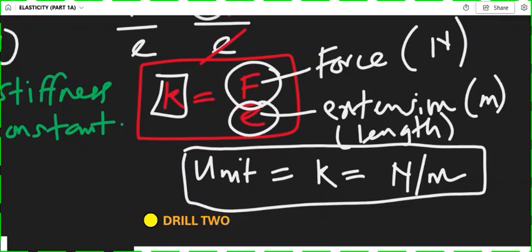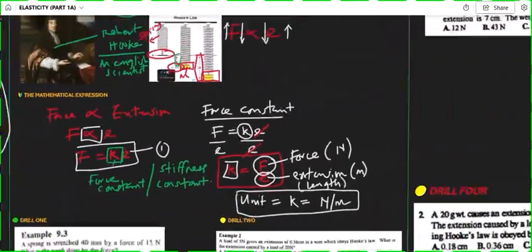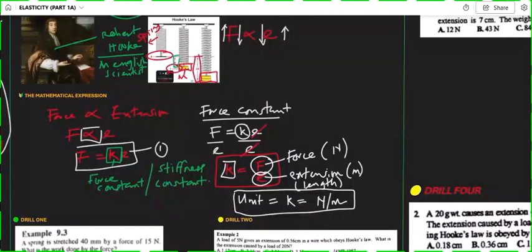Now that we've understood Hooke's law, and we have seen some formulas we can use, let's apply some questions from our exam to see how we can apply Hooke's law in our exam questions.